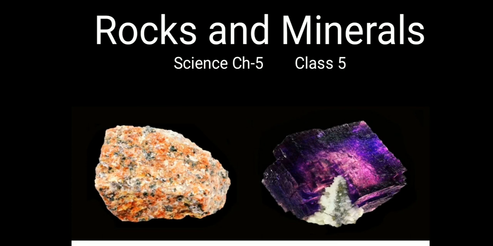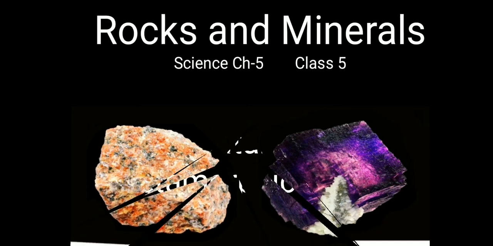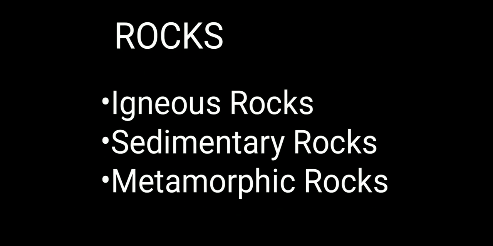The title of this chapter is Rocks and Minerals. Children, as it is clear from the title, in this chapter our learning outcomes are about different types of rocks and minerals. So let's start. Our first topic is rocks. Many of the materials that we use every day are made from different kinds of rocks.